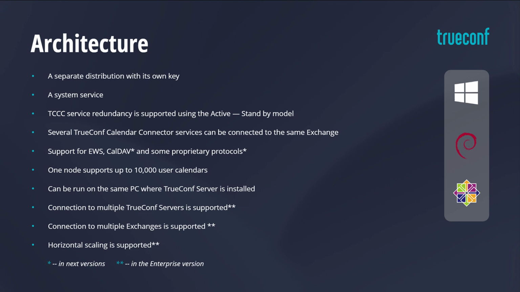Some of the features which are connected with the enterprise capabilities, like multi-TrueConf Server connectivity, multi-Exchange Server connectivity, and redundancy, will be available in the enterprise version. And some of the features, like support for CalDAV, which is also quite important, the second most important protocol for calendars after EWS, will be available in the next version. So please pay attention to that.